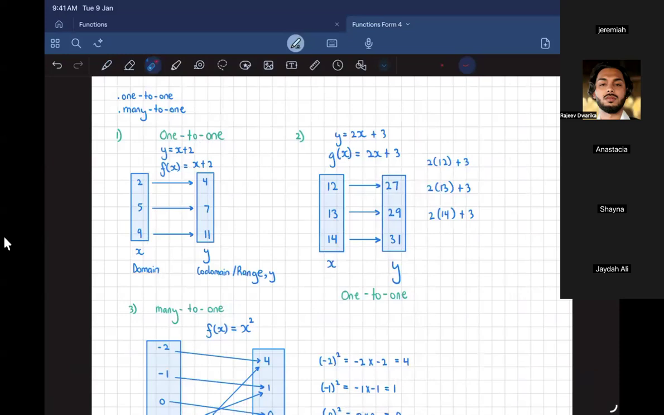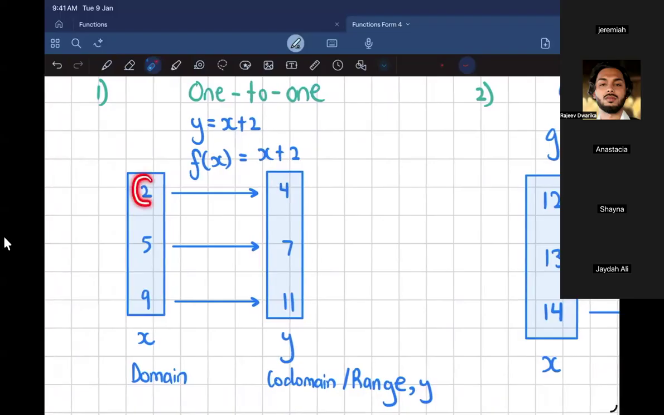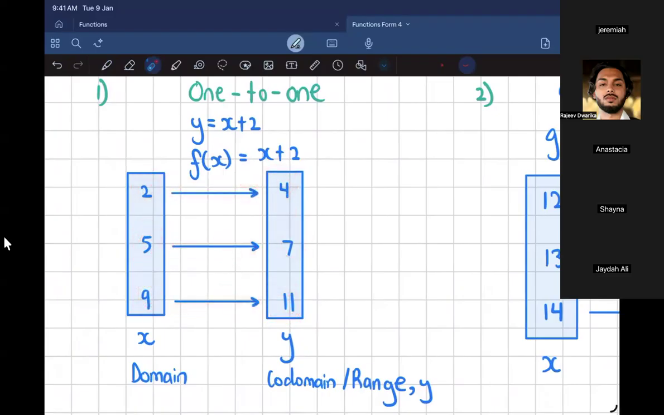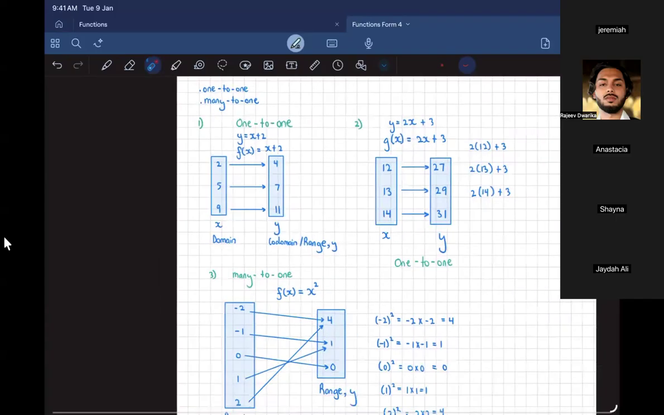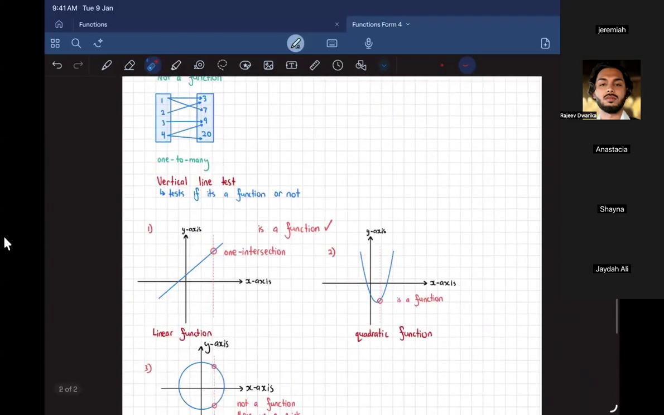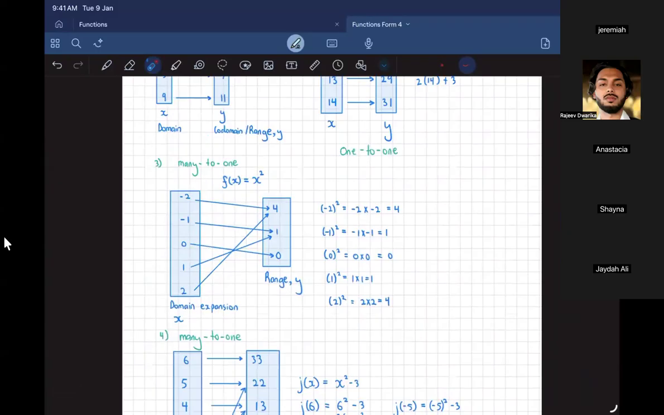These are functions. And you see that x only gives us one answer. You see that, right? Yes, sir. So for instance, if x is 2, where's y? 4. Could it give me anything else? No, sir. So what I'm saying is for one x value, you should only have one y value. That's what I'm saying. You understand?